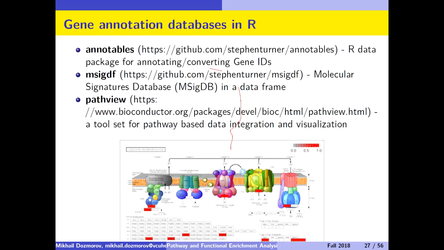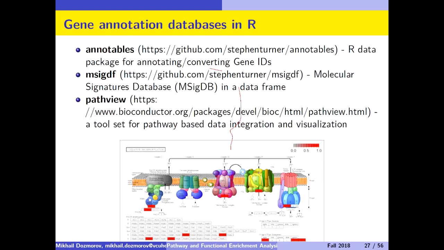If you work with enrichment analysis, most likely you use some programming language, which most frequently people use is R. And in R, those databases that I have been talking about, they are available. For example, MCDF, it's the data frame containing these molecular signature databases in a nice format that you can use for enrichment analysis. Annotables allows you to convert different gene IDs from one format to another. And PathView allows you to visualize your genes over a pathway.